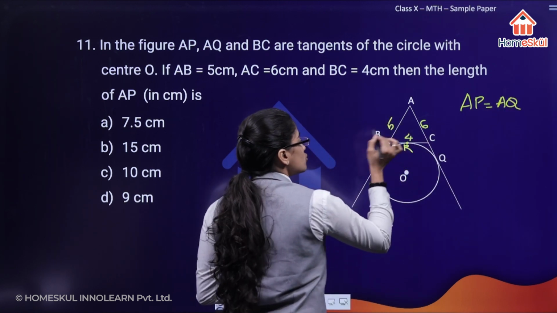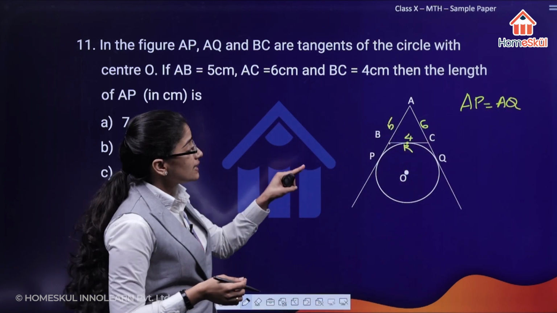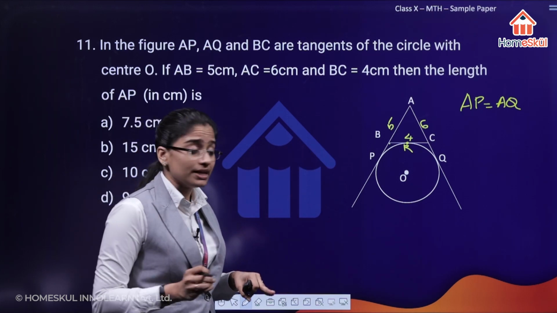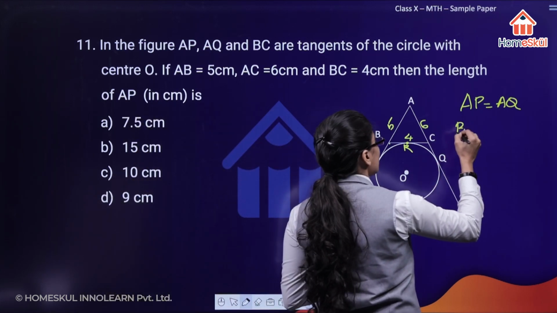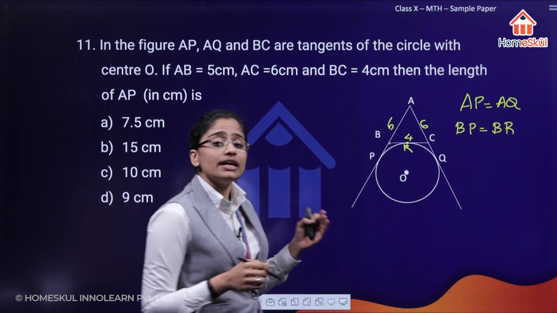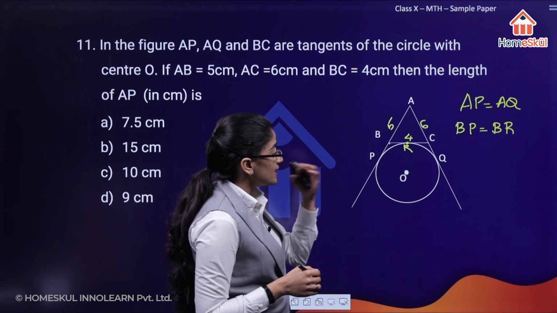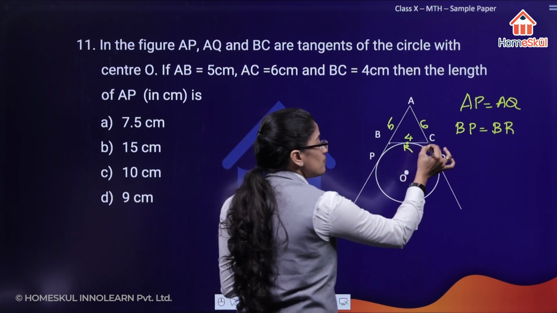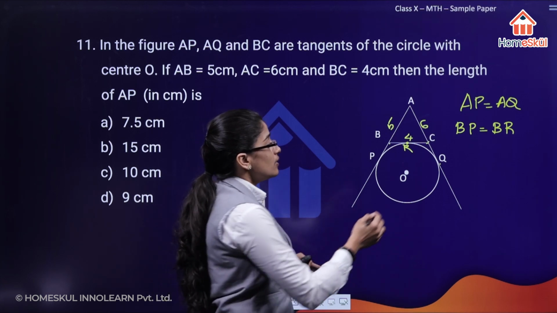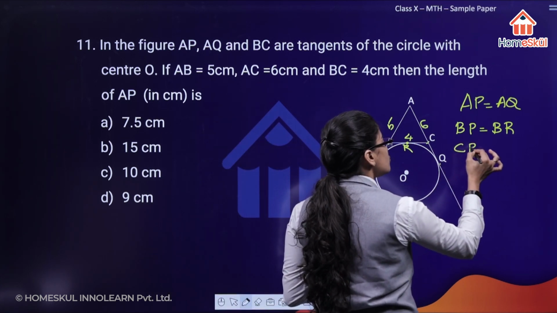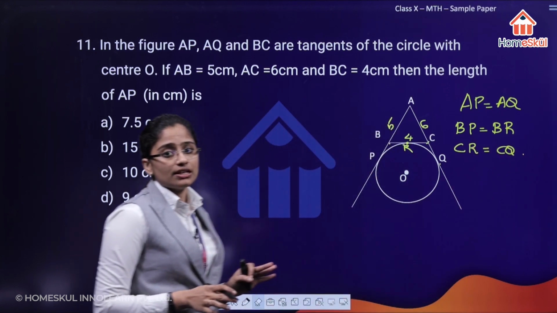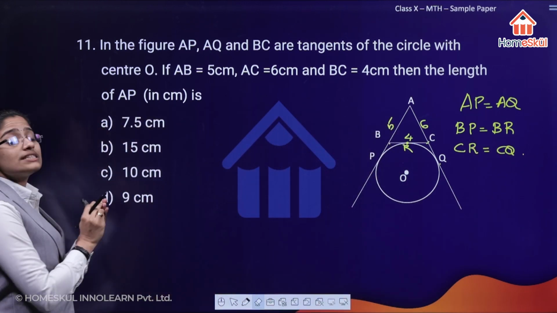Similarly, with respect to B, BR and BP are tangents from the same external point B, which means BP is equal to BR, isn't it? BP is equal to BR. And similarly, with respect to C, CQ and CR are two tangents from an external point C, which means the lengths of those two tangents are equal. That is, CR is equal to CQ. These are the things given, isn't it? We need to find out what is AP.